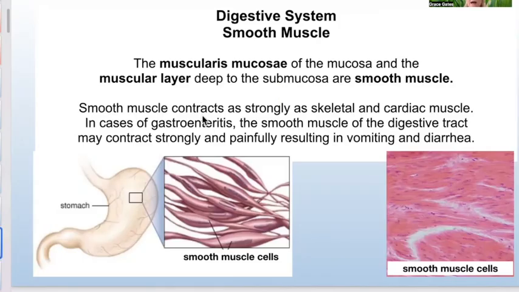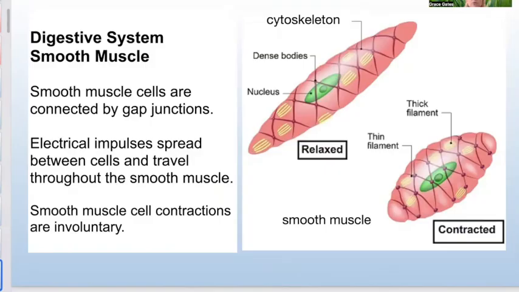Smooth muscle contracts as strongly as skeletal and cardiac muscle. In cases of gastroenteritis, the smooth muscle of the digestive tract may contract very strongly and painfully, and this may result in vomiting and diarrhea. Smooth muscle cells are connected by gap junctions. Electrical impulses spread between the cells and travel throughout the smooth muscle. Smooth muscle contractions are involuntary.